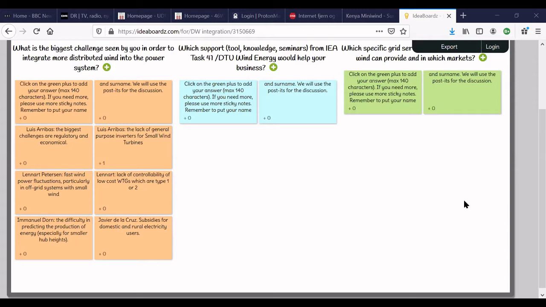No, you mean there's a cross subsidization going on? Sorry? There's a cross subsidization. So they're not paying the real cost of the electricity production. That's true. Yeah. Okay.